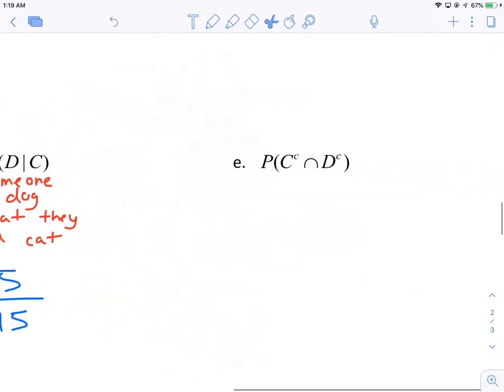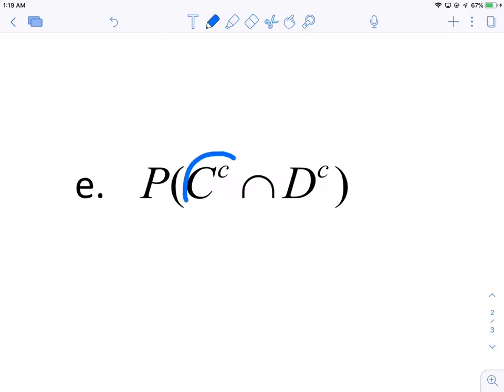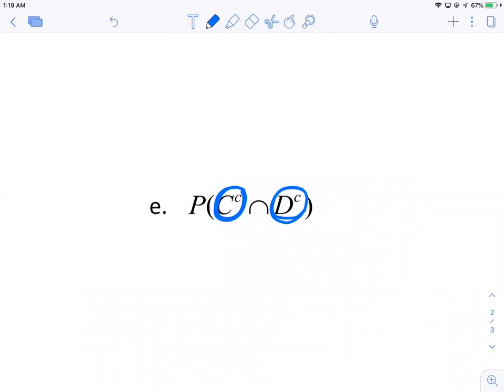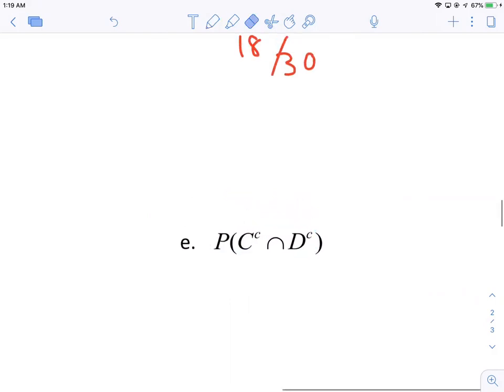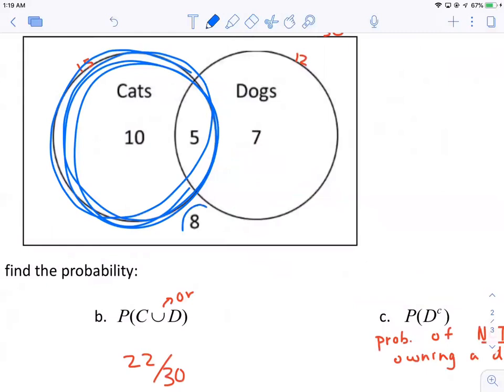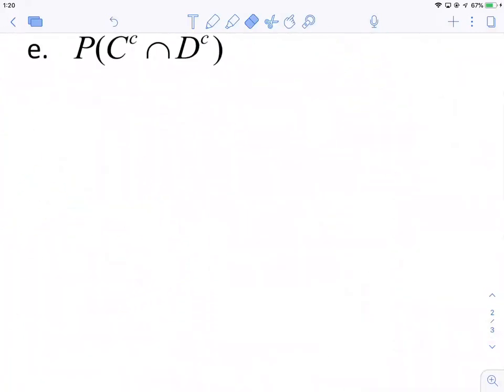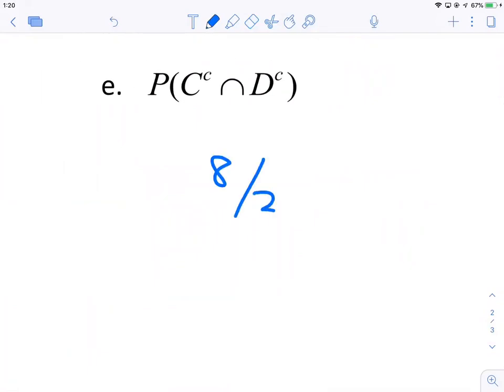And lastly, what's the probability of someone not owning a cat and not owning a dog? So that's the probability that they own no cats and no dogs. And so if we take a look, that is going to be 8. 8 people do not own a cat or a dog. So that's going to be 8 out of 30.